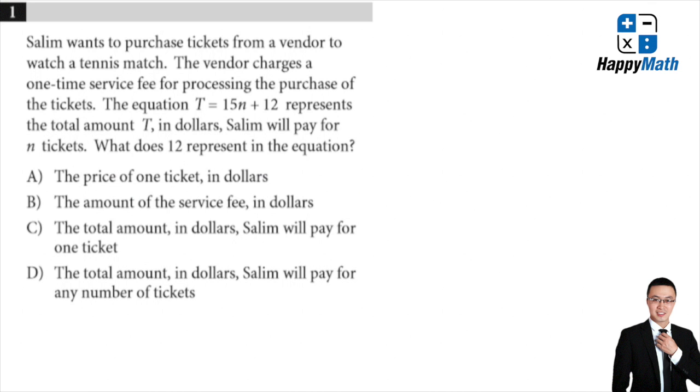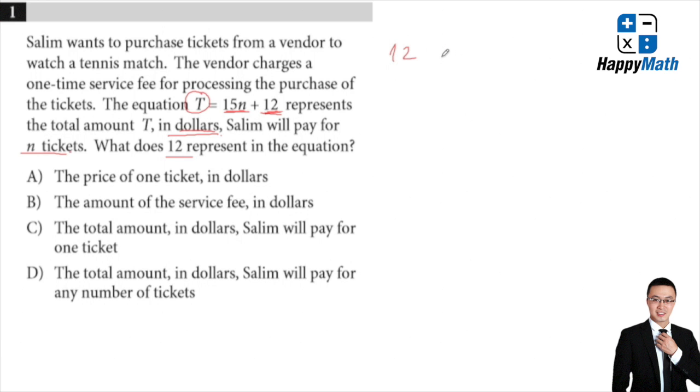Question 1. Salim wants to purchase tickets from the vendor to watch a tennis match. The vendor charges a one-time service fee for the processing of the purchase of the tickets. The equation represents the total amount T in dollars, and Salim wants to pay for N tickets. So what is the 12 for? The question asks about the meaning of the 12 here, and the meaning will be the same as the units of the 12. I know the main unit for this question is T in dollars. So here is the unit of dollar, and 12 has units of dollar.